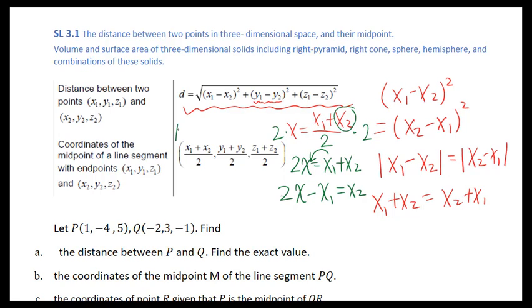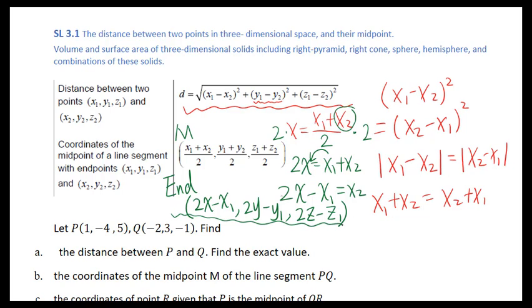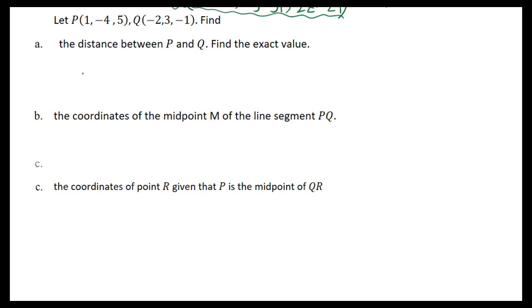This is the midpoint formula, but for the endpoint formula, that will be 2x minus x1, 2y minus y1, and 2z minus z1. If possible, please remember this formula for the endpoint. Now let's go to the question.